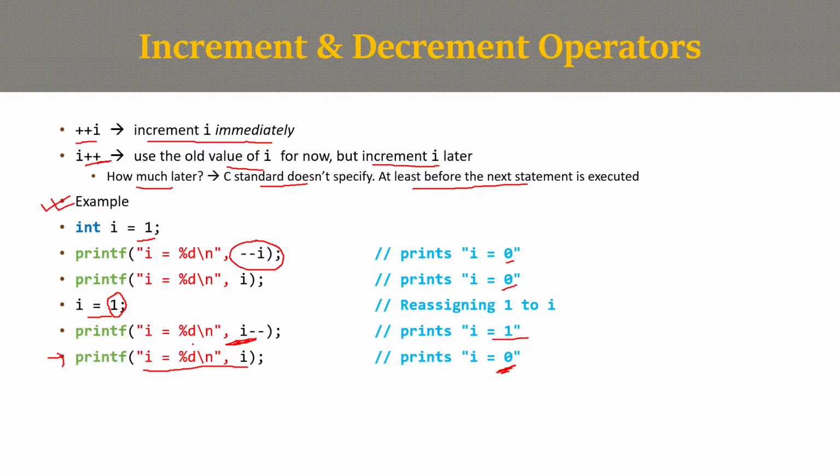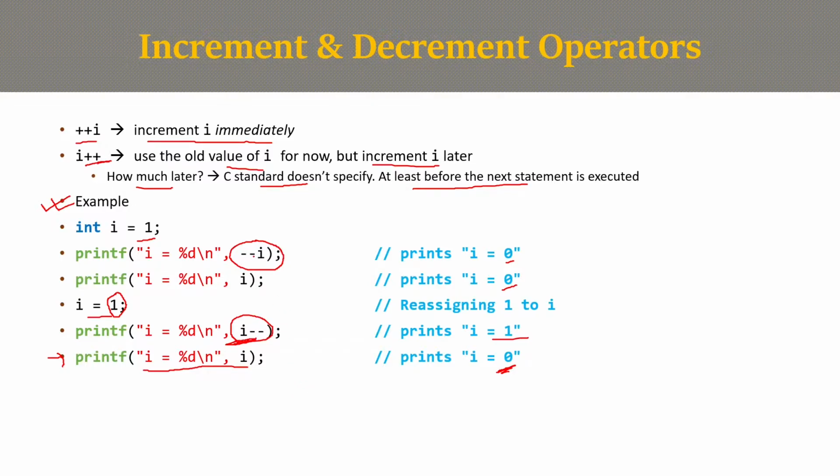So that is why in this statement, when we decremented the value of i using the postfix operator, which is i--, it will print i equals 1, which is the old value of i. But when we go to the next statement and print the value of i, before going to this statement, the i-- will be executed, and it will be 0. So you need to keep in mind which operator you will be using so that there is no confusion.